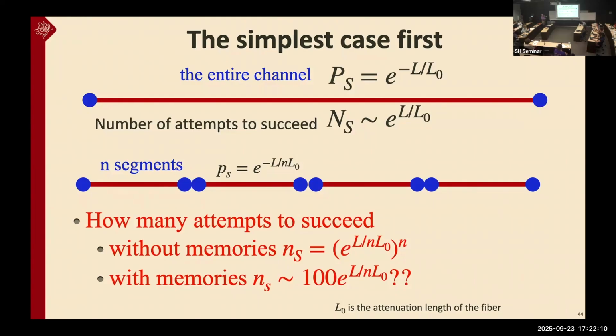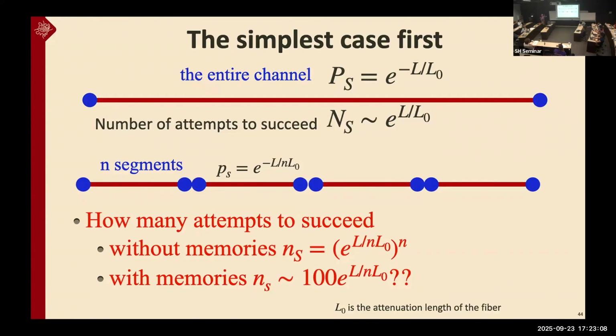If we have memories, then it's going to scale, and the constant in front you'll have to work out yourself. That's why I put question marks. It's going to scale like e to the L over n L0, okay? Once you have a memory that can store them, this one's failed, this one's worked, this one's worked, this has failed. Rather than throwing everything away, I just try this one again. And very quickly, once they're stored in memories, everything works. Once everything's worked, swap, and you get your long link. What this constant out in front should be, work it out. But the key is that the scaling here is really, really different.